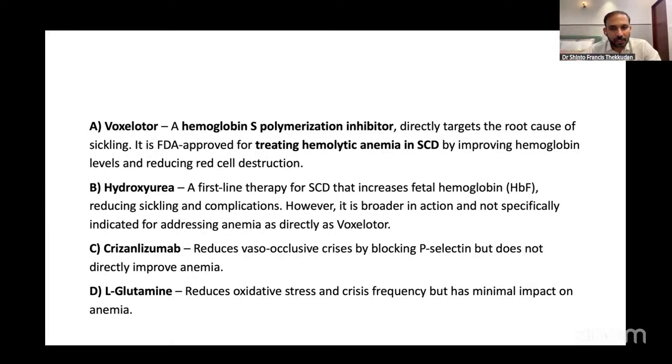It's a directed action. Crizanlizumab again prevents the crisis. It is a P-selectin inhibitor. So by blocking the P-selectin, the adhesion of neutrophils and all those things will be gone. So it will help you in the prevention of the crisis. But again, the newer data comes after the phase 3, it may not be much better than placebo. It came with much hype, but it's not routinely advocated in our clinical setup. It does not improve anemia, it only decreases the crisis. L-glutamine again reduces the oxidative stress and crisis frequency, but has minimal impact on anemia.